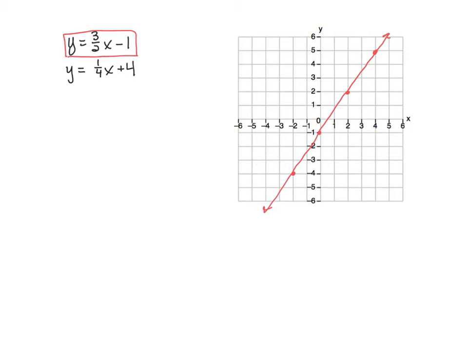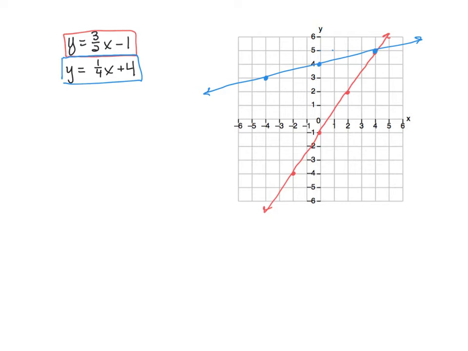Well, the next step is to graph my next equation. So we're going to graph y equals 1/4 x plus 4. I'm going to start at +4, and I'm going to count up 1 over 4, and put a dot. I could repeat that process going the other direction so I could see this line. It looks like this.